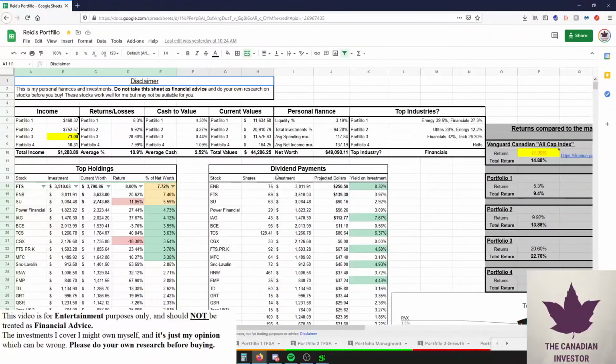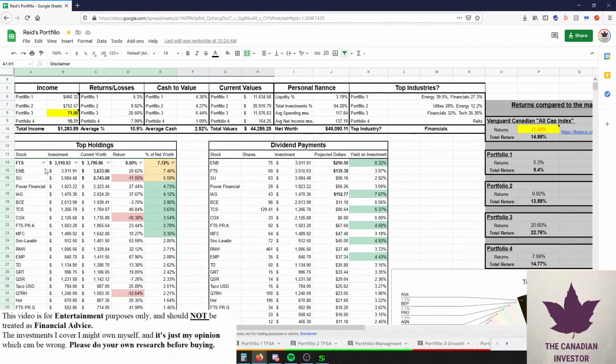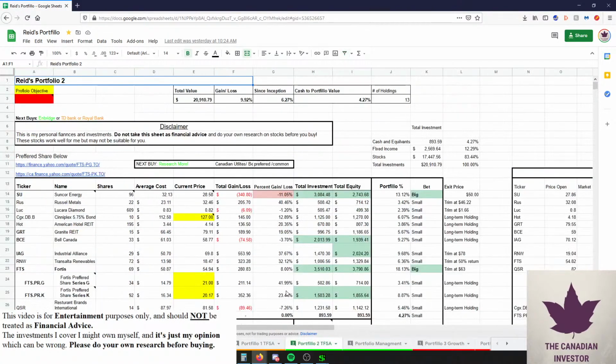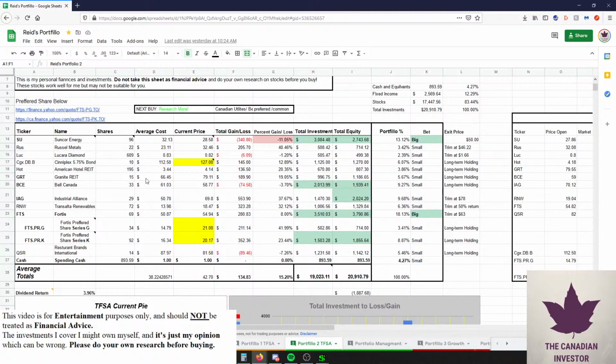Here's my portfolio. I do it through a Google Sheet, so I track all my stuff. I have a utility company, Enbridge. They're having a bit of trouble with their Line 5 at the moment. Suncor, Power, a bunch of stocks. These are all individual stocks, which is a bit of risk. And this is my portfolio too, which is my TFSA.